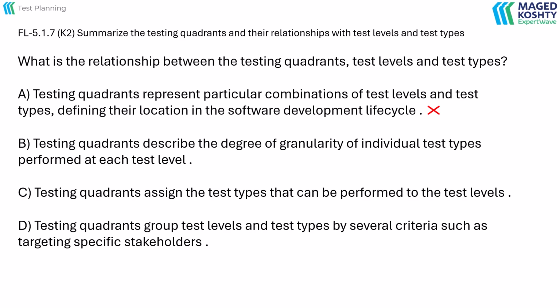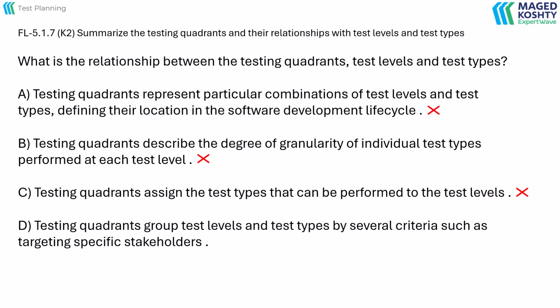B. Testing quadrants describe the degree of granularity of individual test types performed at each test level. This is not correct. This is the objective of the test pyramid, not the testing quadrants. C. Testing quadrants assign the test types that can be performed to the test levels. The statement is incorrect.